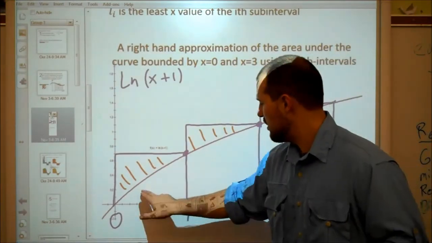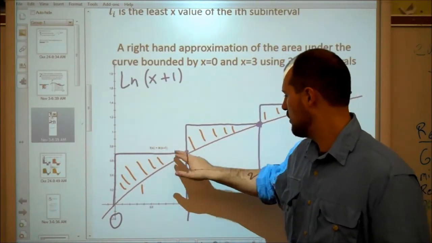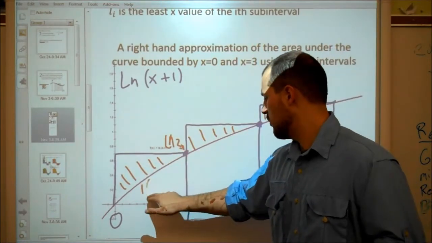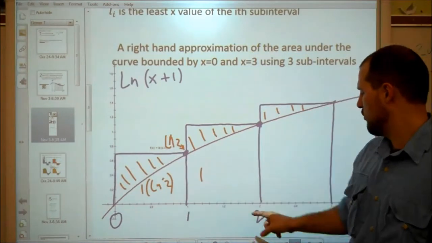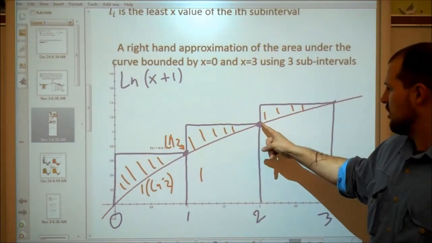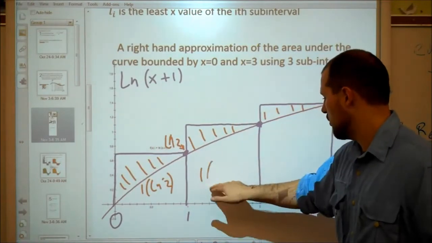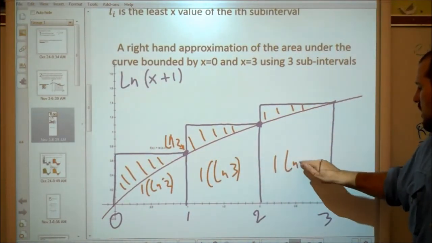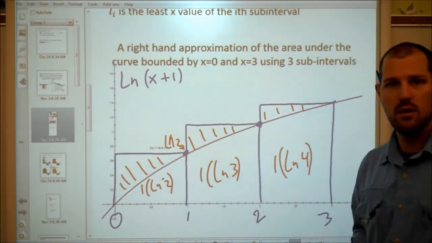So for this one, width of 1, height of natural log of 2. So 1 times ln 2. Over here, I have a width of 1. My height is natural log of 3, because remember, we're plugging in the 2 right there. 2 plus 1 is 3. So 1 times ln 3. And over here, I have 1 times ln 4. So those are my 3 regions.